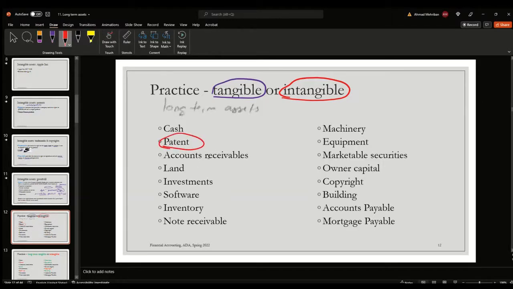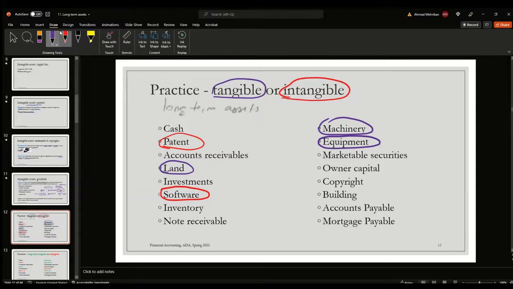Land, on the other hand, is a long-term tangible asset, so I will circle it. Software is an intangible asset, it's intellectual property. Inventory is a short-term or current asset, like receivables as well. It's tangible. It can be both short-term and long-term, but let's just stick with this current level. Machinery is a tangible asset. Equipment as well is a tangible asset.